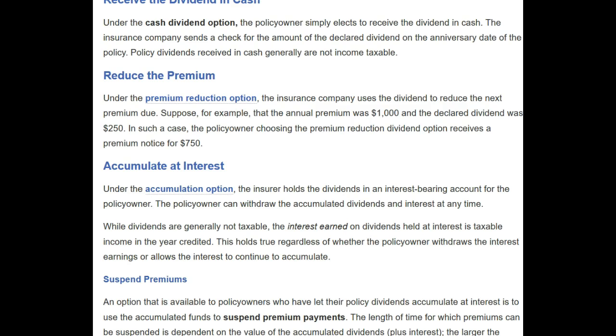Accumulate at interest. Under the accumulation option, the insurer holds the dividends in an interest-bearing account for the policy owner. The policy owner can withdraw the accumulated dividends and interest at any time. While dividends are generally not taxable, the interest earned on dividends held at interest is taxable income in the year credited. This holds true regardless of whether the policy owner withdraws the interest earnings or allows the interest to accumulate.